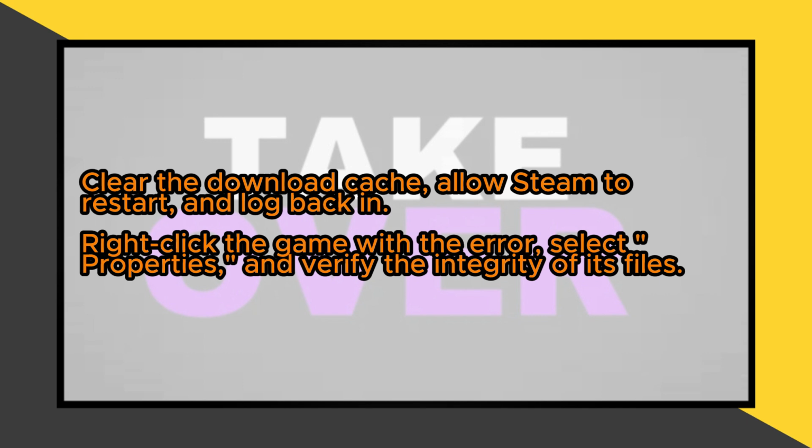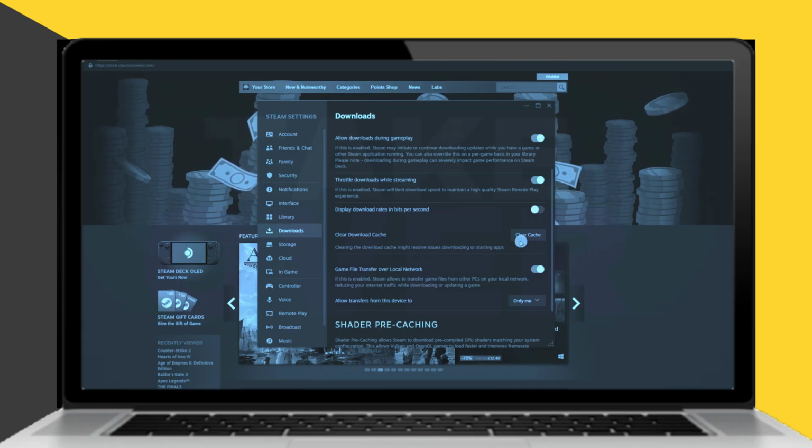Once Steam is running again, focus on the game causing the issue. Open your library, find the problematic game, right-click it, and select Properties. Navigate to the Installed Files tab and click Verify Integrity of Game Files.